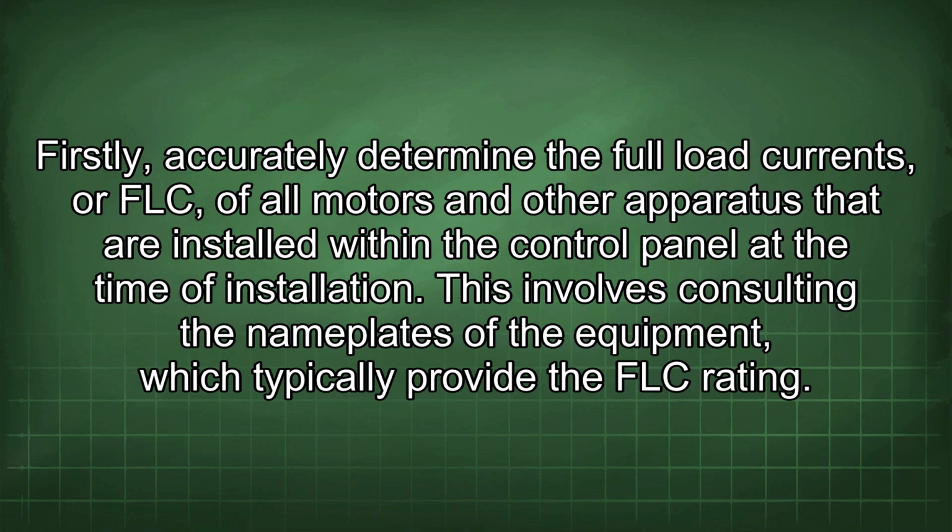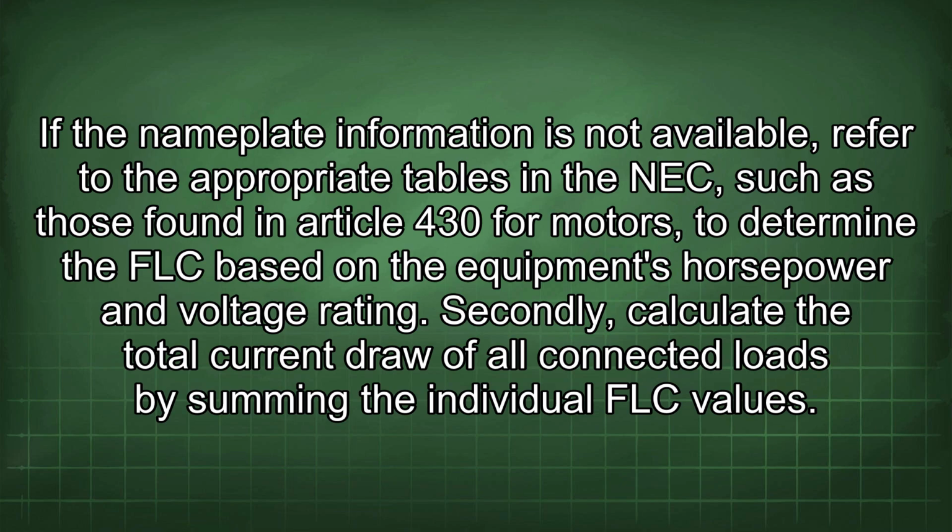Firstly, accurately determine the full load currents, or FLC, of all motors and other apparatus that are installed within the control panel at the time of installation. This involves consulting the nameplates of the equipment, which typically provide the FLC rating. If the nameplate information is not available, refer to the appropriate tables in the NEC, such as those found in Article 430 for motors, to determine the FLC based on the equipment's horsepower and voltage rating.